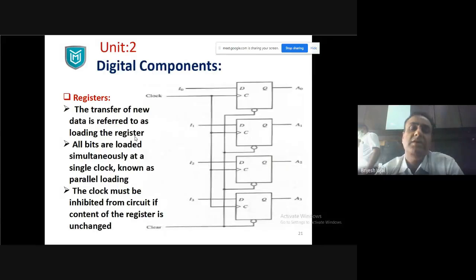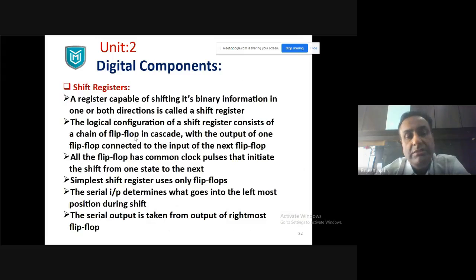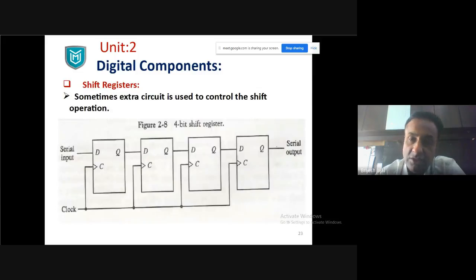Okay, so now there is one more category. This is not just the register, but we usually use registers for shifting purposes. You are doing some operations, right? Like multiplication and division. For that, we use shifting of registers. Now, what is shifting of registers and how is it carried out? Let's take an example. Look at this diagram. You have D flip-flops, a clock signal, and input and output also, but they are in series.